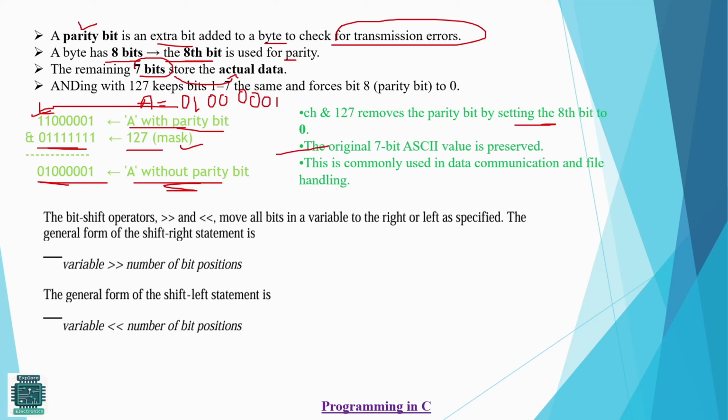Okay, and then next is shift right and shift left, and how to use that: the variable and the number of bit positions. If x is the number of bit positions, it means how many times it has to shift in a series. Okay, that's what the meaning is.